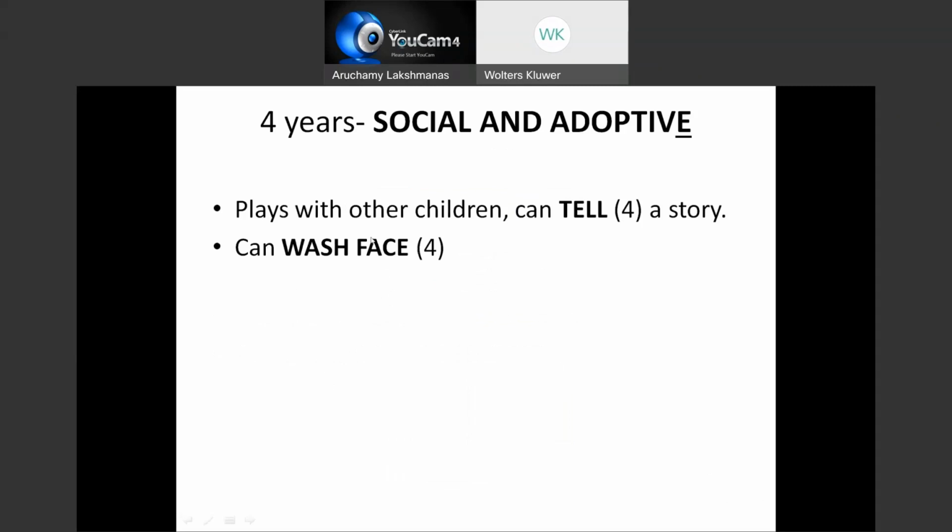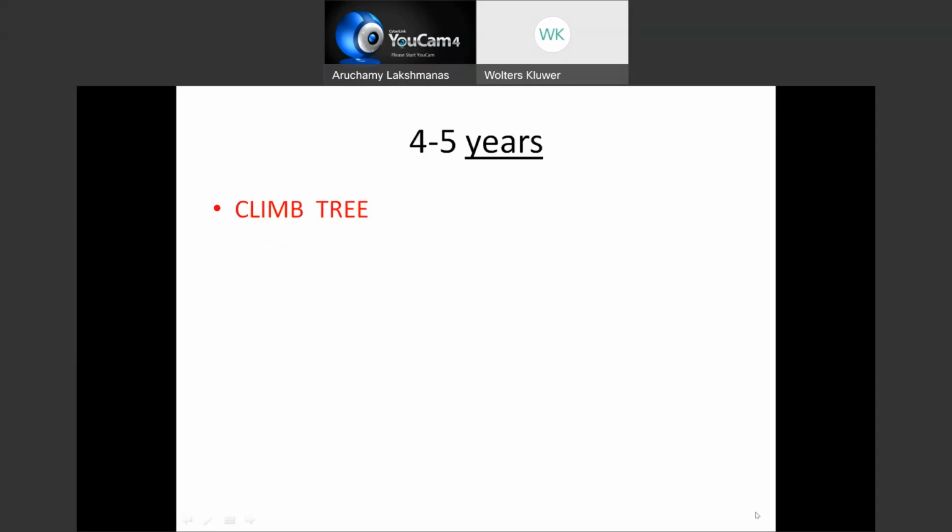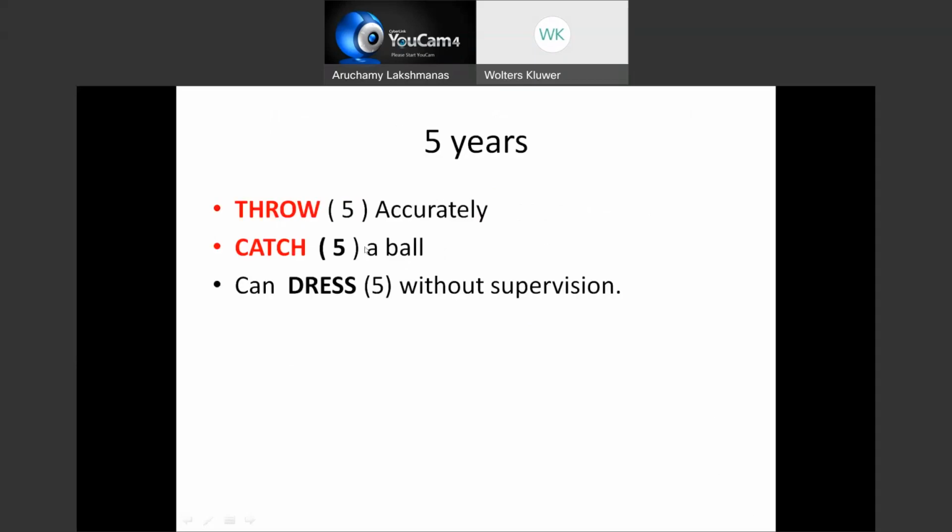So remember, tell, wash, face. 4 to 5 years. Again, 3, 4 letters, climb 5 letters. It can climb tree by 4 to 5 years. It can throw accurately, catch a ball, dress without supervision. All these things you remember 5 letters. So by 5 years, a child can throw accurately, it can catch a ball, and it can dress without supervision.